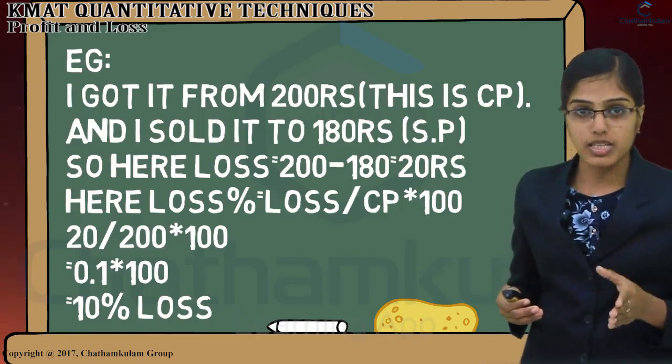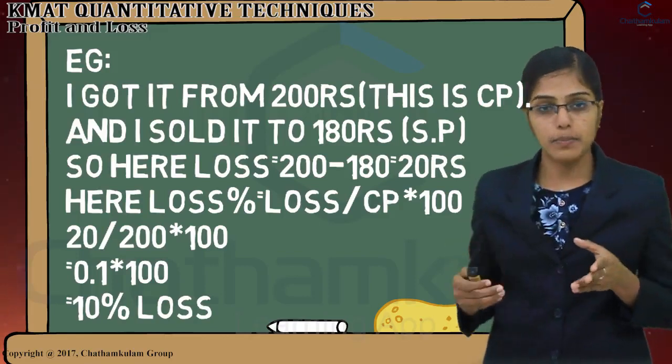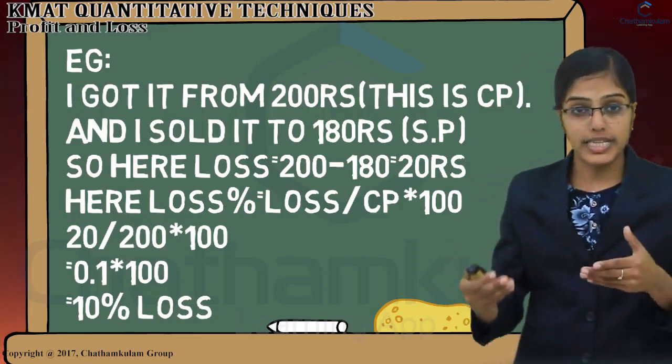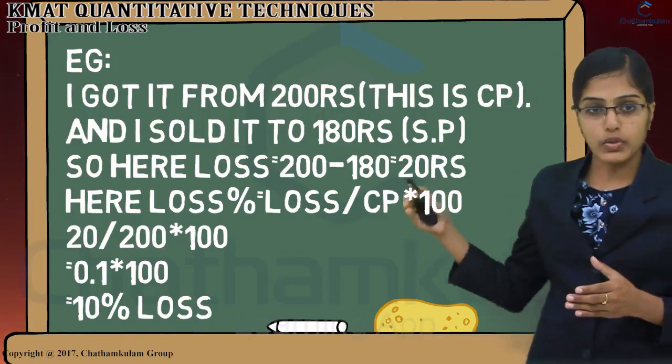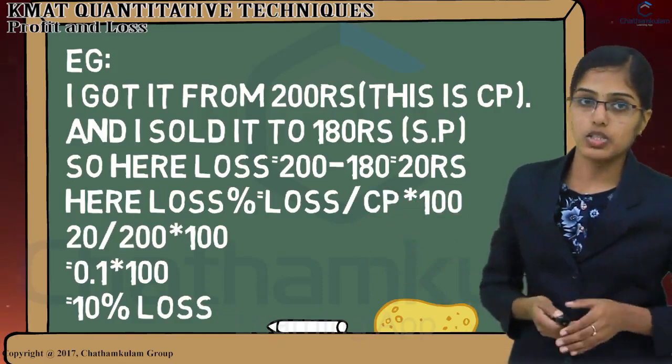Here loss percentage is equal to loss by CP into 100, that is 20 by 200 into 100, so that is equal to 0.1 into 100, that is 10% loss.